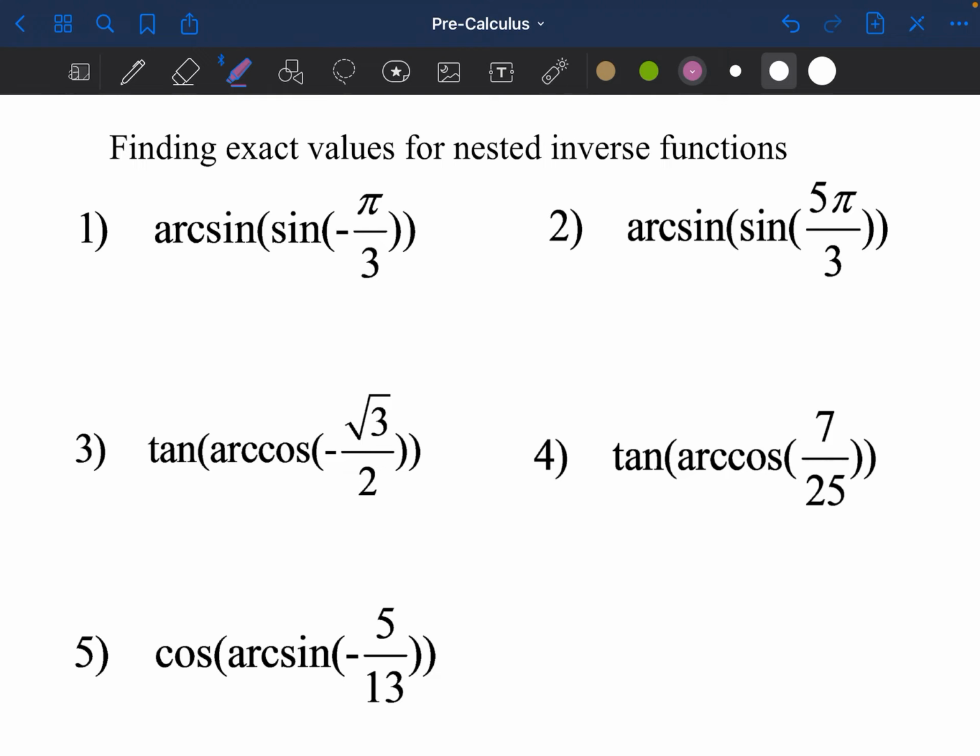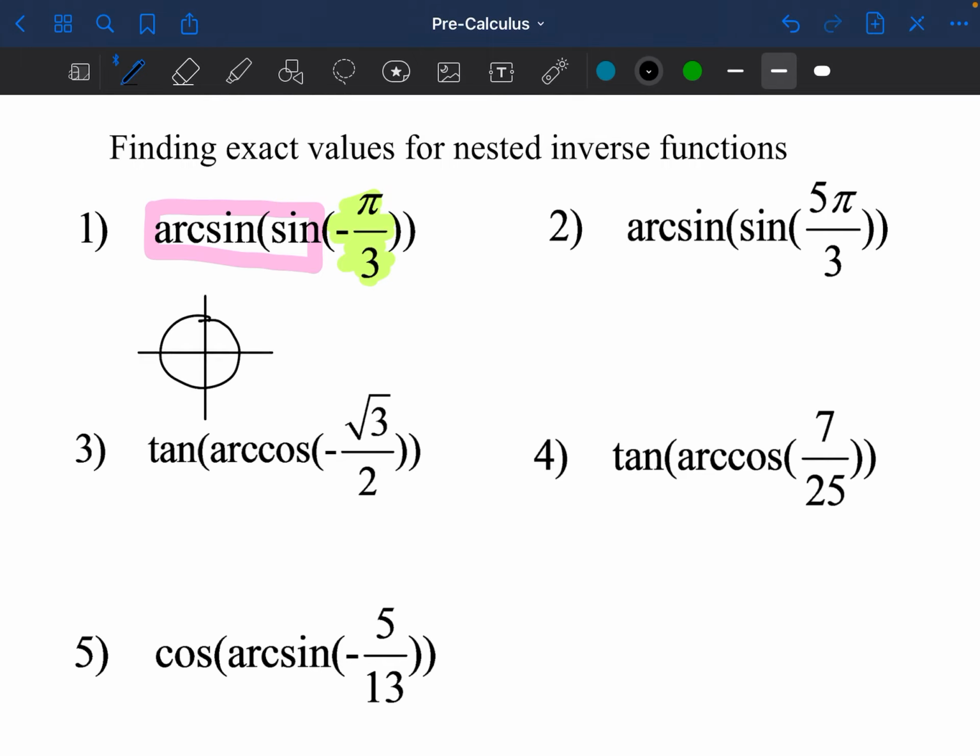But for number 1 and 2, we've got a special case because you see we've got the inverse sine and regular sine right next to each other. These are inverse operations, so they undo each other, and we are just left with the inside, that negative pi over 3. But it's not that easy. So negative pi over 3 could be our answer. It actually is our answer in this case.